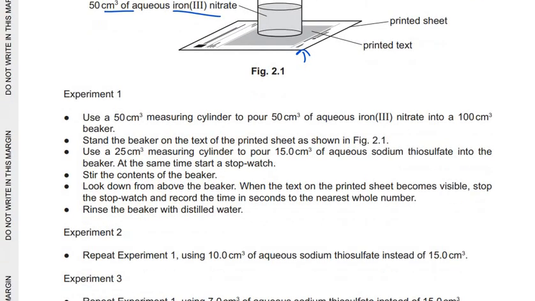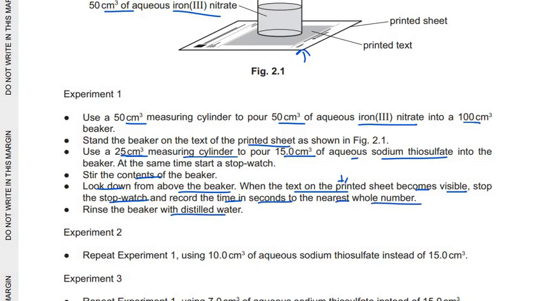So let's see what is in experiment 1. Here it's written that with the help of a measuring cylinder we are adding iron 3 nitrate to the beaker, which is kept on the printed sheet, and then we are using a 25 cm cube measuring cylinder to pour 15 cm cube of aqueous sodium thiosulfate. Now stir the contents and look down from above the beaker. When the text on the printed sheet becomes visible, that time we note down with the help of a stopwatch. The time is recorded in seconds to the nearest whole number, and then the beaker is rinsed with distilled water and the experiment is repeated using 10 cm cube of aqueous sodium thiosulfate.